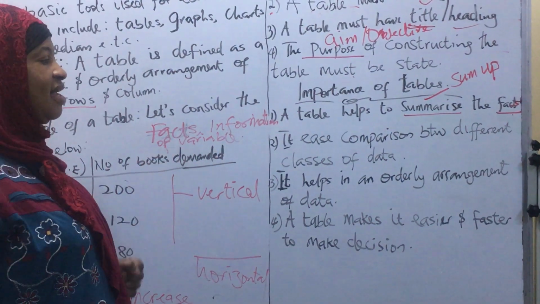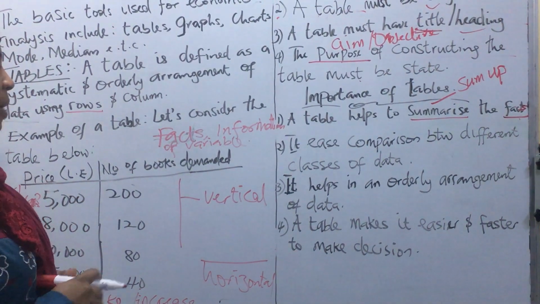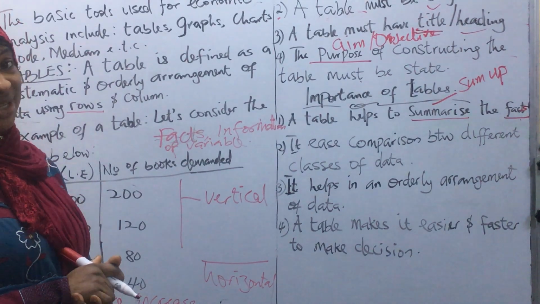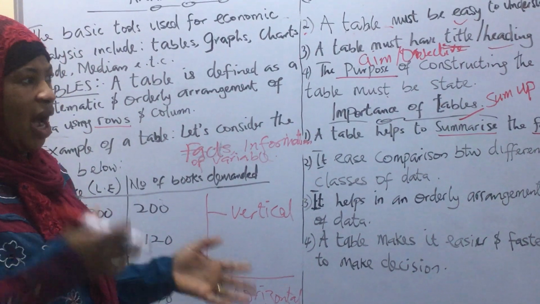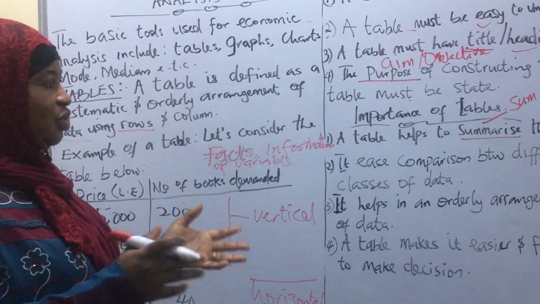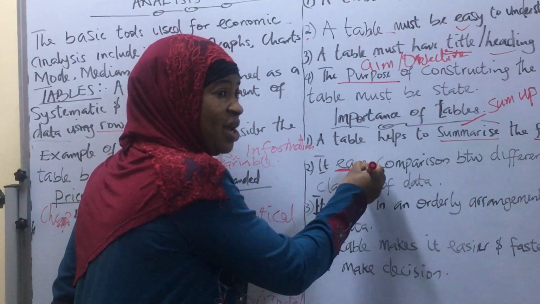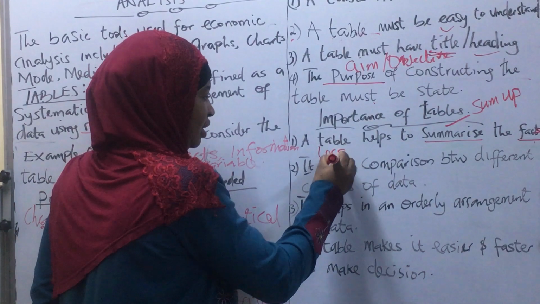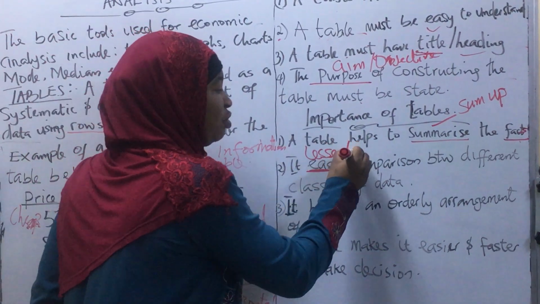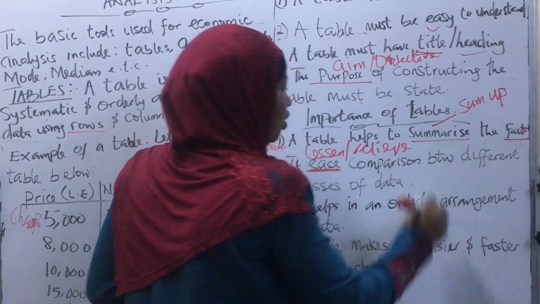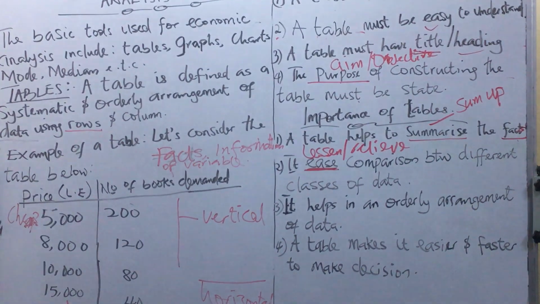Then it eases the comparison between classes of data. We might have more than one data presented in a table. How do you compare them? With the help of the table, it's easy. It lessens the difficulties in the comparison. It brings about relief in comparing the different classes of data present in a table.